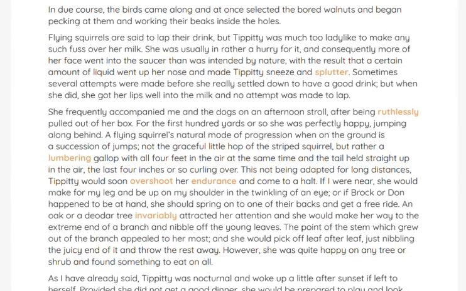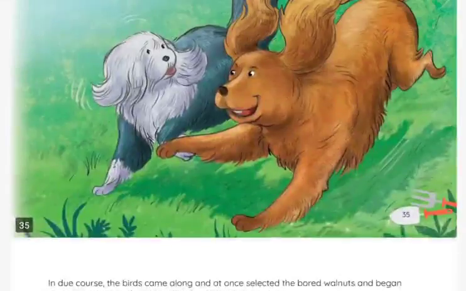In due course, the birds came along and at once selected the walnuts and began pecking at them and working their beaks inside the holes. So see, children, actually the nutcrackers are not the ones doing it. Actually, after the flying squirrels do all those things, the birds are getting the credit. But it is not true. The credit goes to our Tipitty's family.